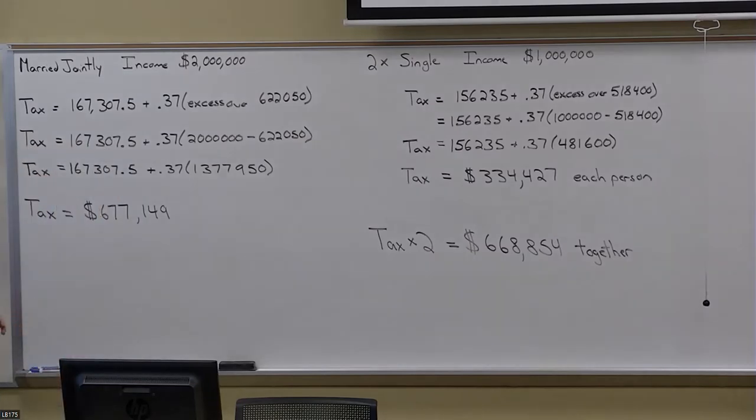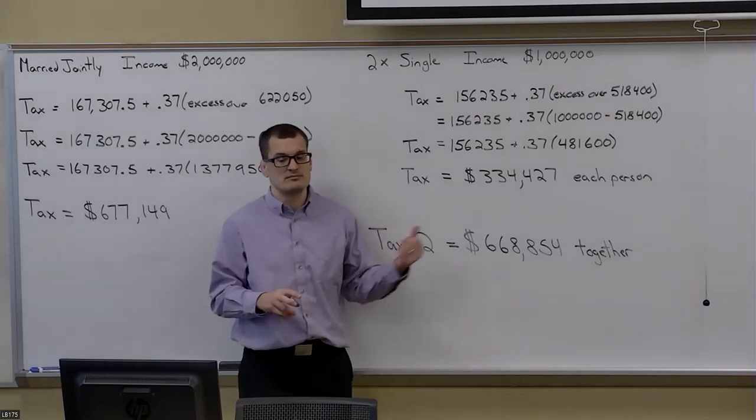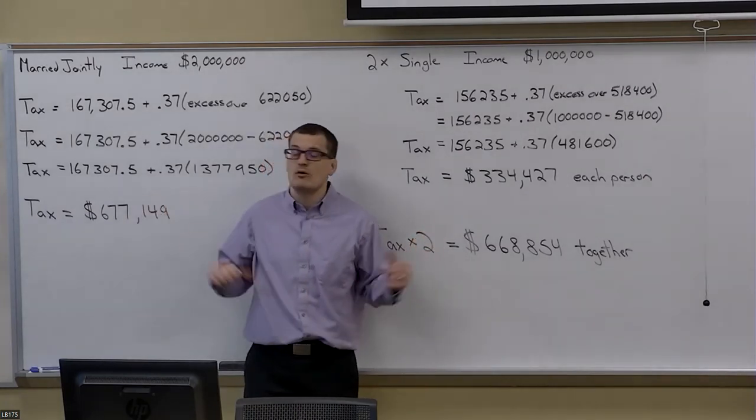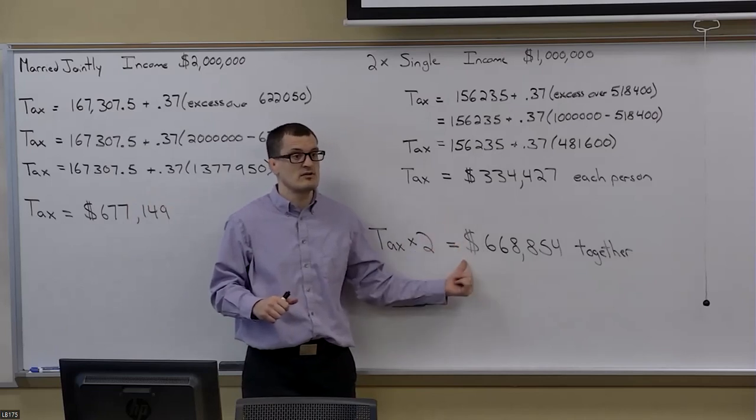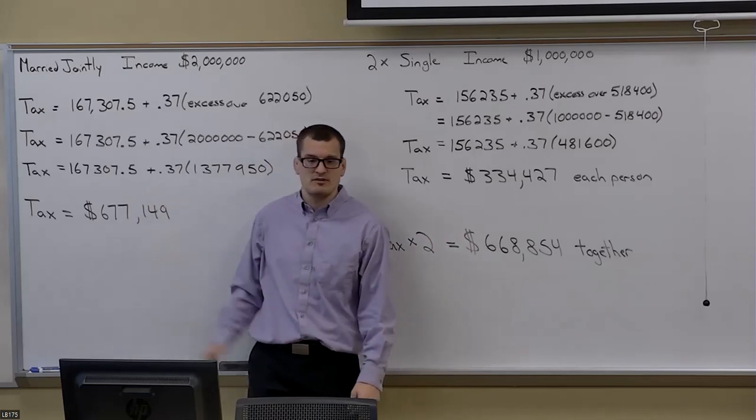Everybody follow along with that understanding? So each one individually pays $334,427. And if you double that, because there's 2 people there, they pay $668,854. So do these 2 people pay more in taxes if they are married or as if they were divorced? Yeah, they pay more in taxes if they're married, right?